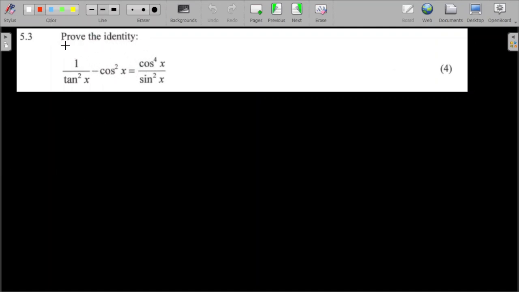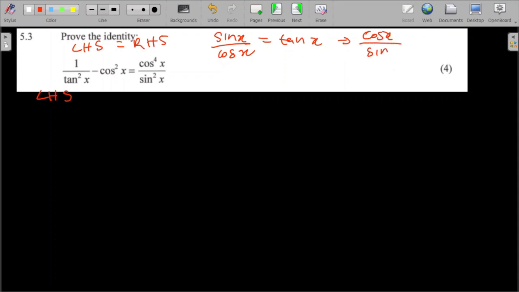Now doing this one, I have to prove the identity that our left hand side is equal to our right hand side. So first thing here, we're going to deal with the right hand side. Hopefully we know that sine x over cos x is equal to tan x. Again, cos x all over sine x is equal to 1 over tan x. The reciprocal of it is 1 over tan. Sine over cos is tan. Cos over sine is 1 over tan. Very, very important. So here, we're going to apply that same logic.